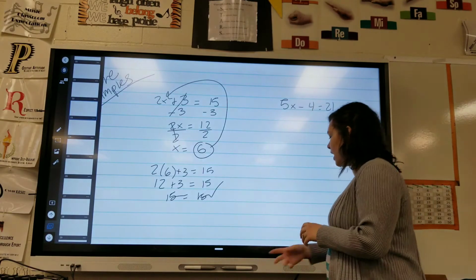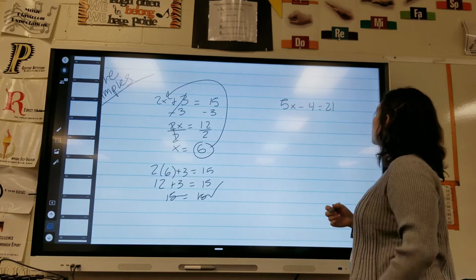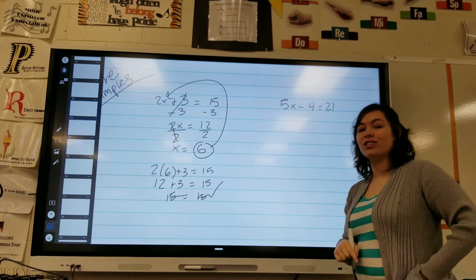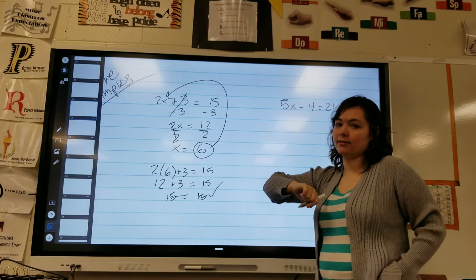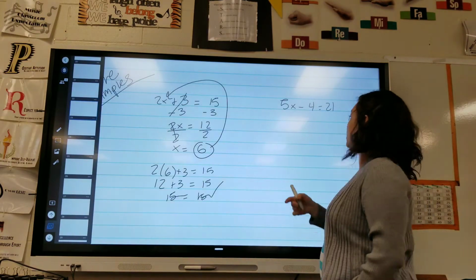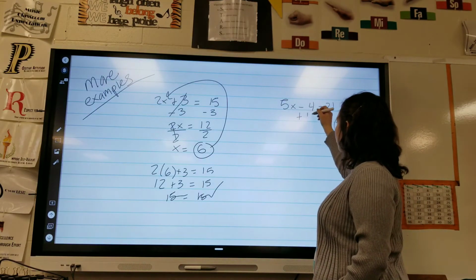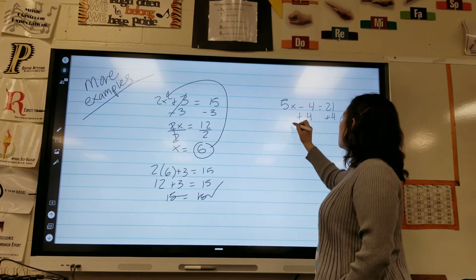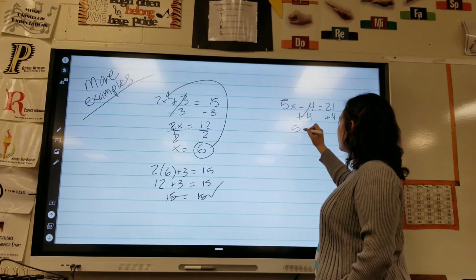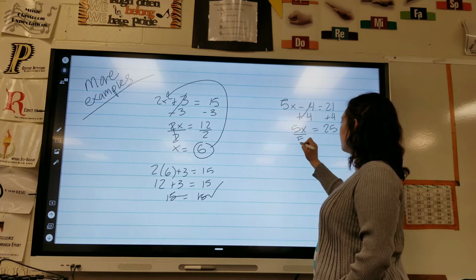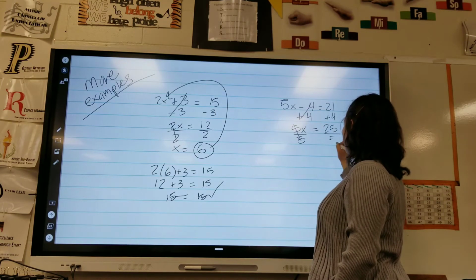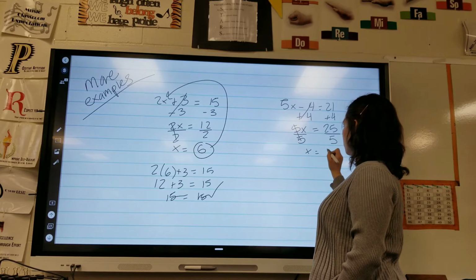Now we're going to do 5x minus 4 equals 21. Again, start with your addition. So remember, this is just like adding a negative, but I always just say do the opposite. So if you're subtracting, you add 4 to both sides, then those cancel, so you're left with 5x equals 25. You divide by 5 on this side, so that cancels. Divide by 5 on this side, you get x is equal to 5.